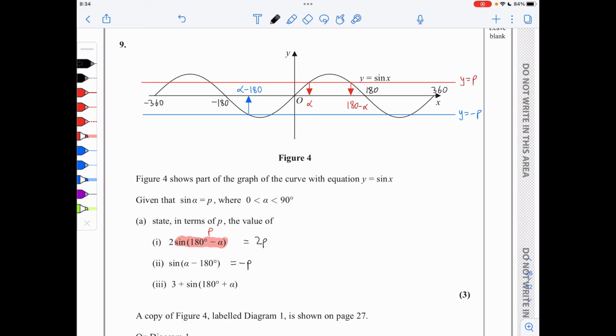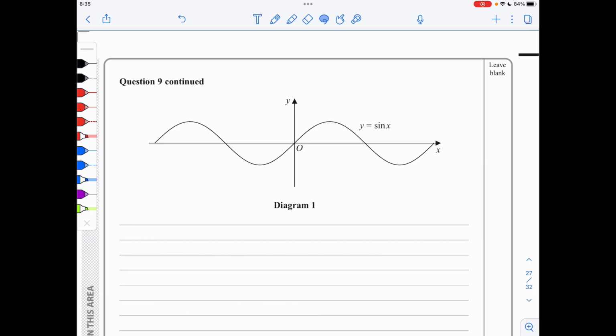And finally, for the 3 plus sine of 180 plus alpha, the 180 plus alpha will be here. Alpha decreases after the 180. So we know that the sine of 180 plus alpha will be negative p, and therefore 3 plus sine of 180 plus alpha will be 3 minus p. In part B, we need to sketch the graph of y equals sine 2x on this diagram.